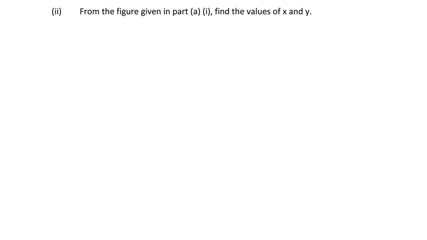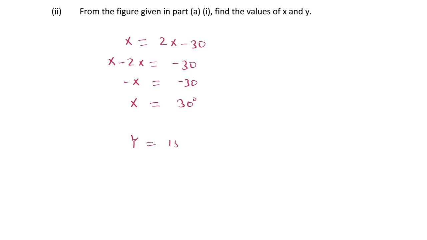For Roman 2, from the figure given in part A Roman 1 above, we are supposed to find the values of x and y. Okay, so since we know that the opposite angles of a rhombus are equal, then from the figure we can say that x equals 2x minus 30. Next let us combine the like terms. Then our equation is going to be x minus 2x equals negative 30. Computing this, we have negative x equals negative 30. Now let us divide by negative 1 both sides. Then we have x equals 30 degrees. And also y is going to be equal to 150 degrees.